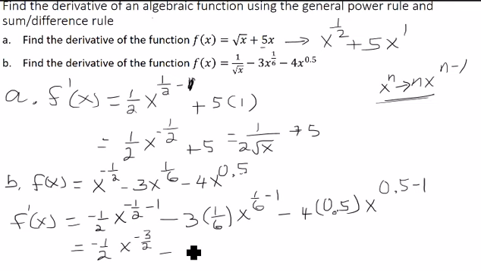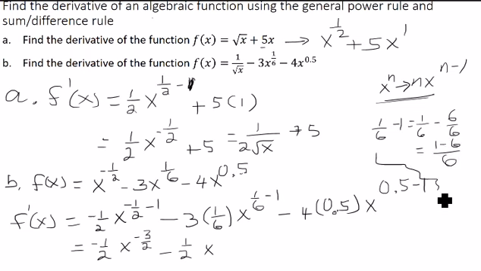1/6 minus 1. So if you do 1/6 minus 1, that's going to be 1/6 minus 6/6, and that's going to be 6 in the denominator. 1 minus 6, that's going to be negative 5/6. So x to the power negative 5/6.